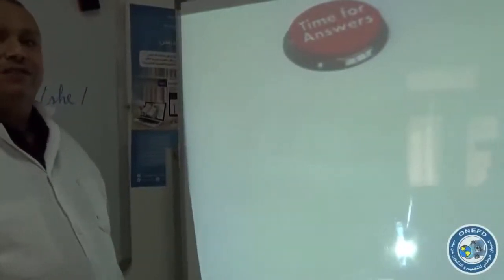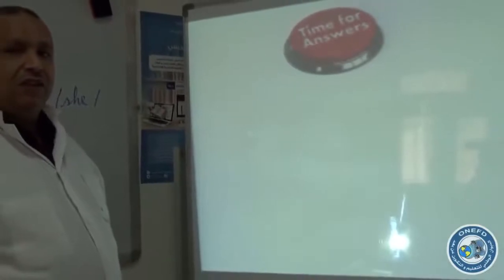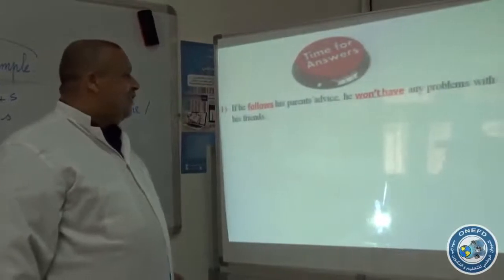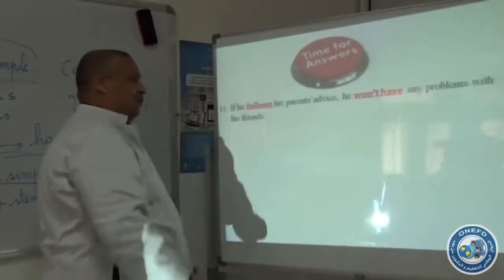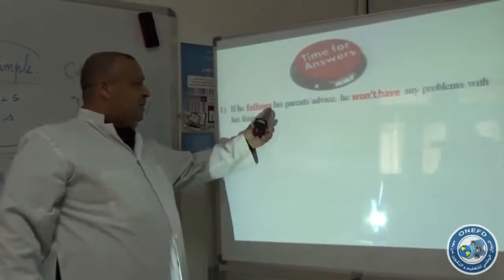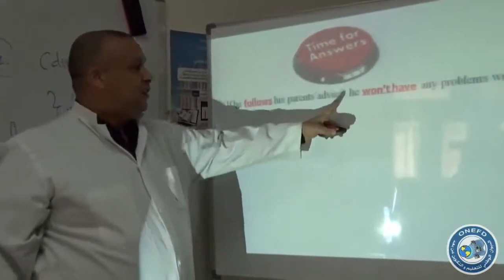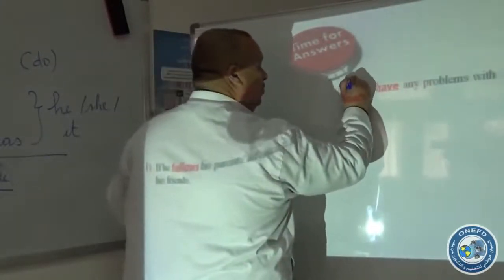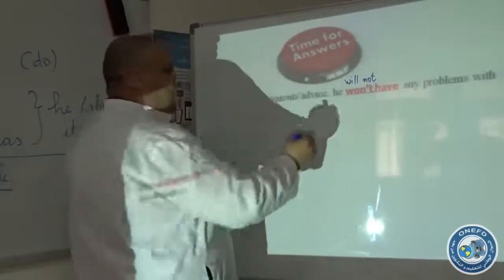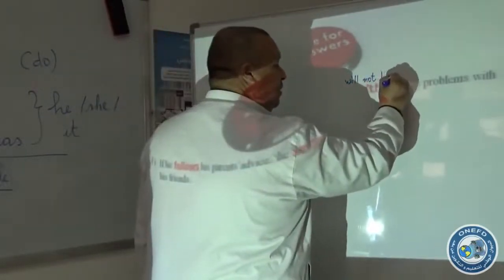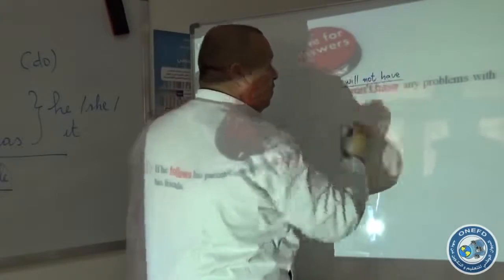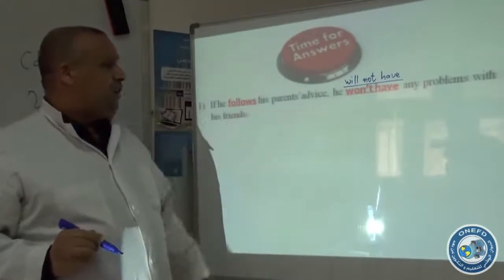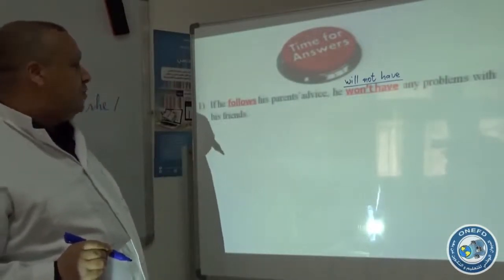Time for answers. I think you got the answers. Well, let's see. 1. If he, present, so the verb to follow, follows. He plus S. His parents' advice, he won't or will not, as you like, you can write it, will not or won't. Both are correct. So will not have or won't have. If he follows his parents' advice, he will not or won't have any problems with his friends.